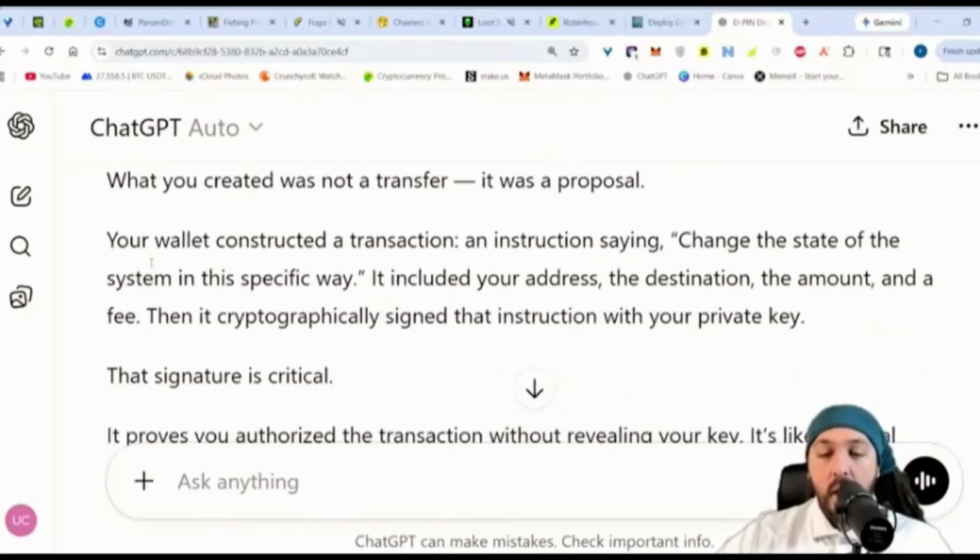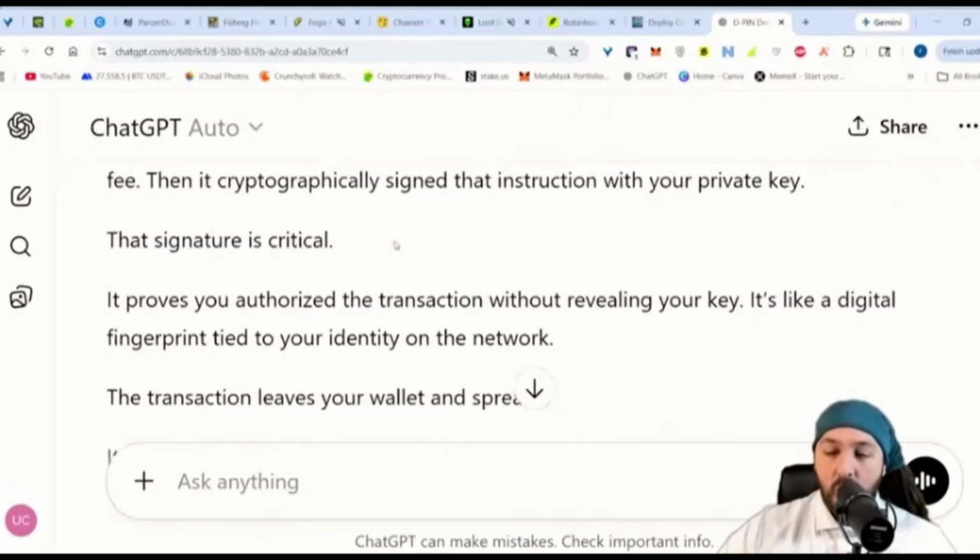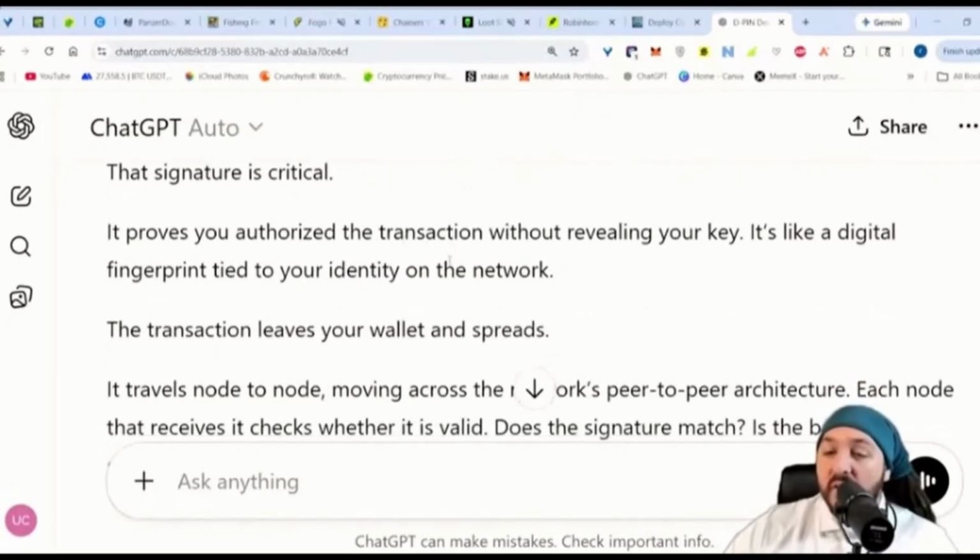It's not instant. Your wallet constructed a transaction, an instruction saying, change the state of the system in this specific way. It included your address, the destination, the amount, and a fee. Then it cryptographically signed the instructions with your private key. That signature is critical. It proves that you authorized the transaction without revealing your key. It's like a digital fingerprint tied to your identity on the network.